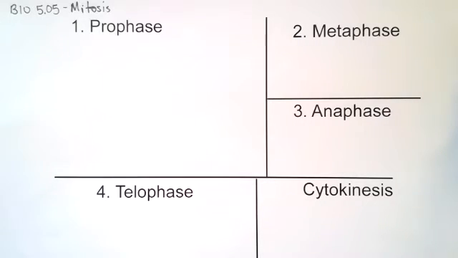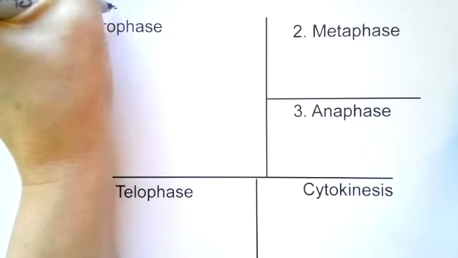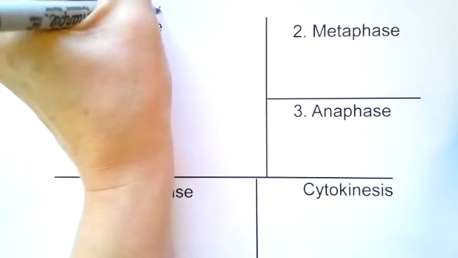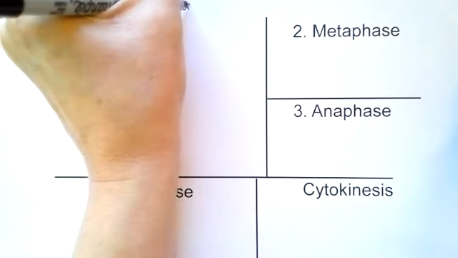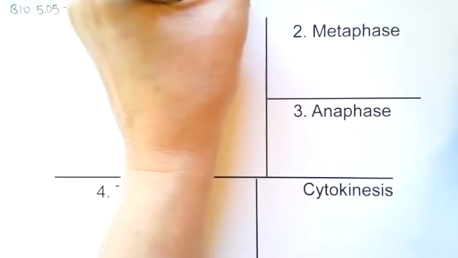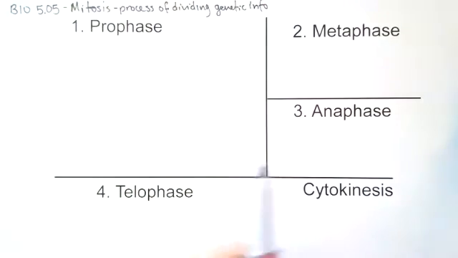Now, we have said in the past videos that mitosis is the process of a cell dividing and creating two exact daughter cell copies. And we're going to hone that definition a little bit. Actually, mitosis is the process of dividing the genetic information. Turns out that it's actually at cytokinesis where we create the two cells.